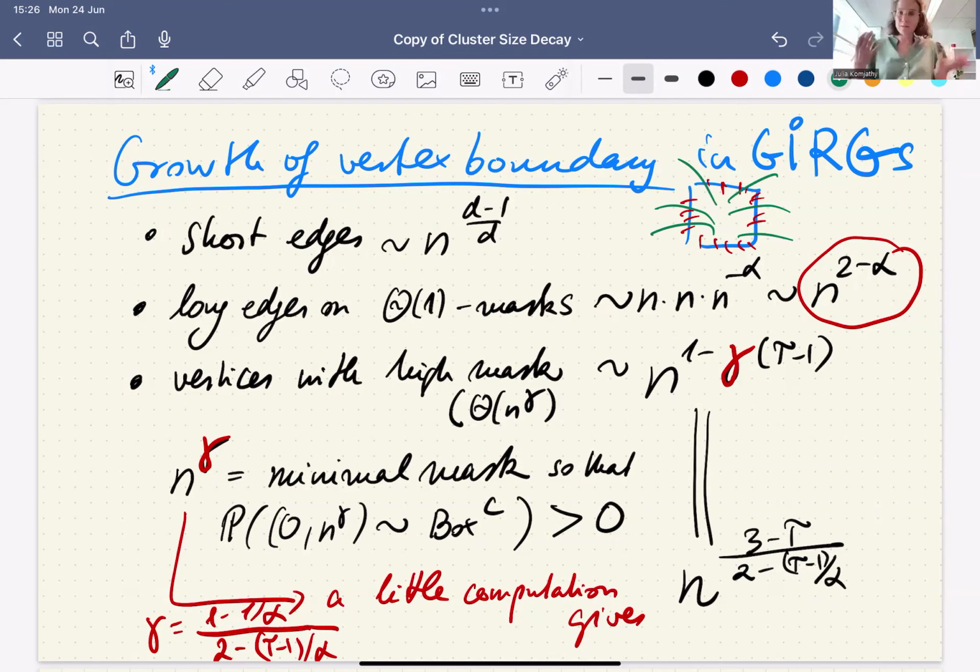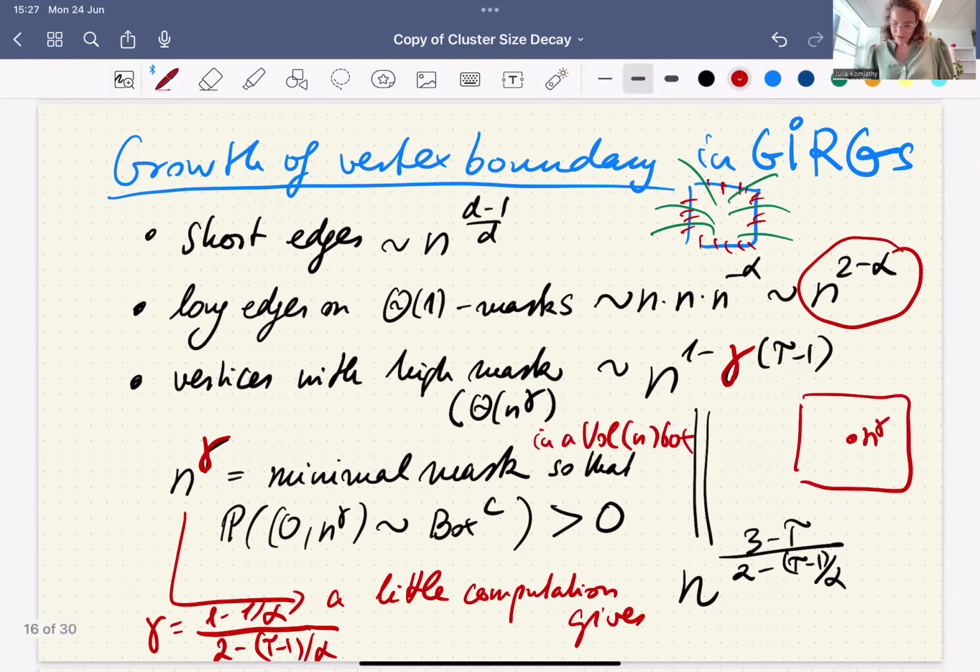So the mark is not really playing a role there. But then I want to count vertices which have this phenomenon that you saw on the picture, that they really have high degree. What does it mean to have high degree? I'm going to define a new parameter gamma. So n to the gamma is the minimal mark in a volume n box, asymptotically as n tends to infinity, such that if you put a vertex of this mark, n to the gamma, at the center of this box, then this vertex is going to be connected to the outside of the box by an edge or two with positive probability. So it's strictly positive as n tends to infinity.